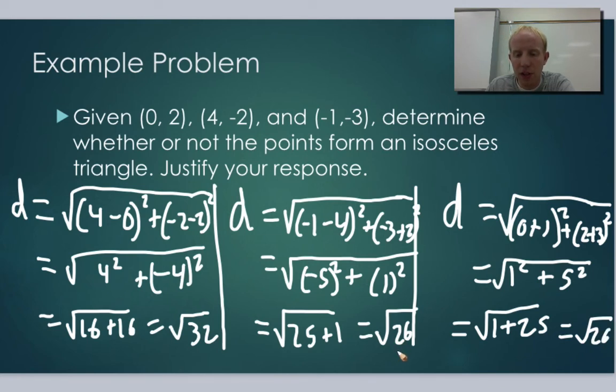So there we go. This guy right here and that guy right there match. So voila, we got a matching pair of distances. That means that we have an isosceles triangle. So yes, this is an isosceles triangle because at least 2 distances are the same. Okay?